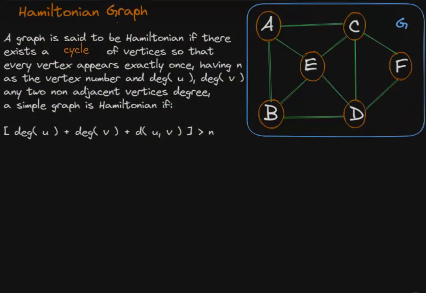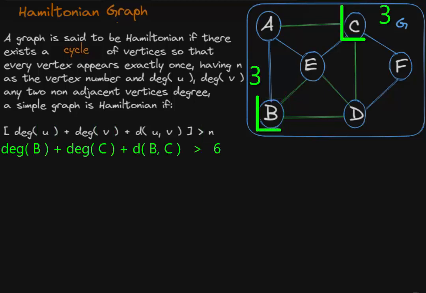Continuing Euler's works, W.R. Hamilton classified graphs according to the existence of a cycle with unique vertex and hence edges. Unfortunately, there is no simple way to determine if a graph is Hamiltonian. This rule works in most cases, where n is the total vertex number, u and v any non-adjacent vertex pair, by example b and c.